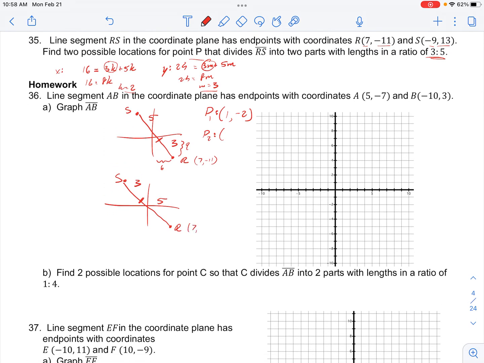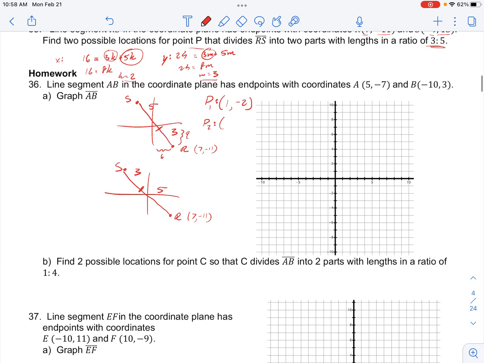From R, which is 7, negative 11, we're going to look at this partition now. So 5k, that's 5 times k is 2, so that's 10. In the x direction, we're going to move over 10 segments this way. So that's 7 minus 10, which would be an x of negative 3.